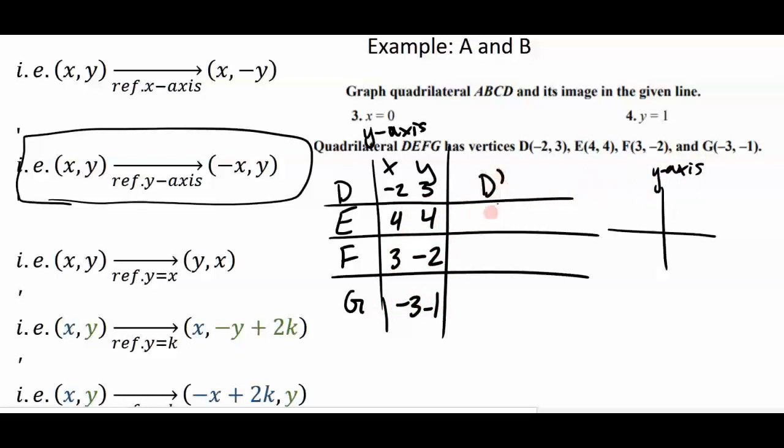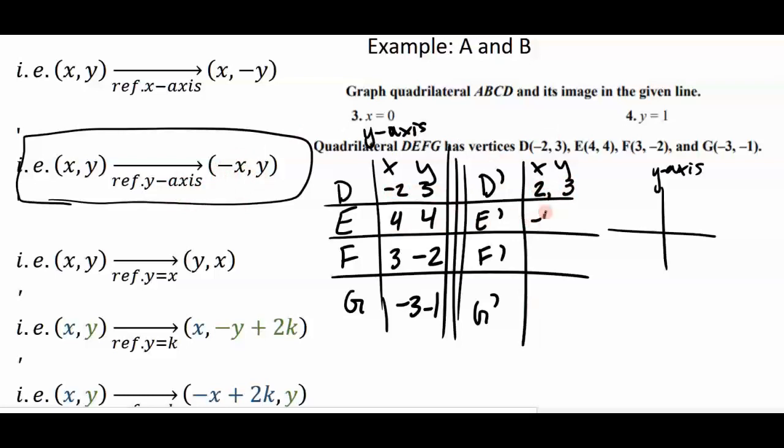Then my D prime, E prime, F prime, and G prime, I'm going to change the sign of x, keep the y, for a reflection across the y-axis. So change the sign of x, keep the y, for each point. And that's it. Now, it's slightly more complicated when I have some other y equals or x equals line.